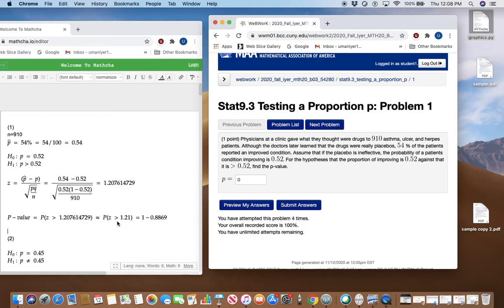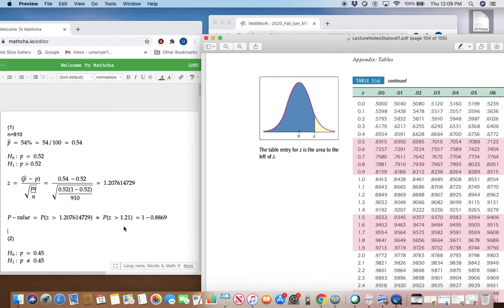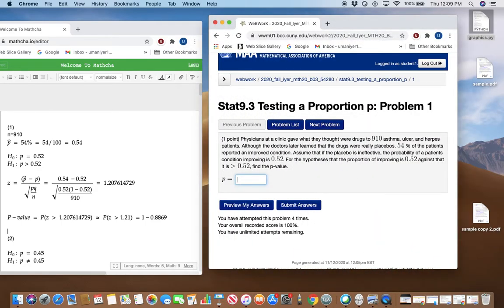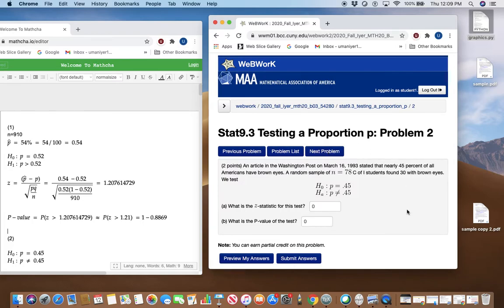How do I get this? Right hand area is 1 minus left hand area. So you look for your area for 1.21, that is the left area. That's 0.8869. So from 100% take away the left area, that gives me the right area. So it should be 1 minus 0.8869.